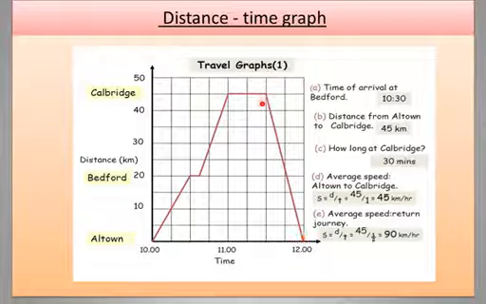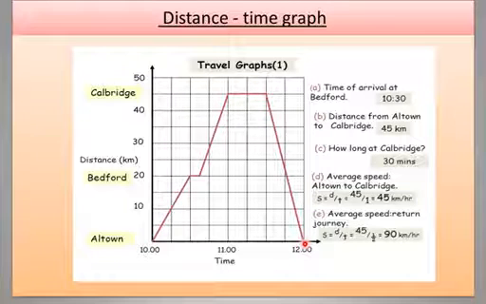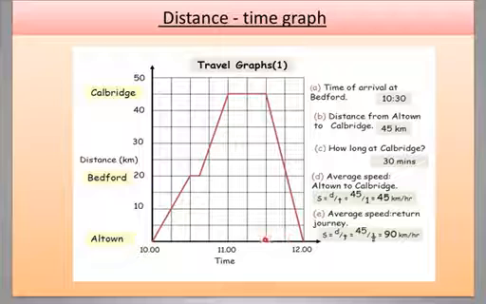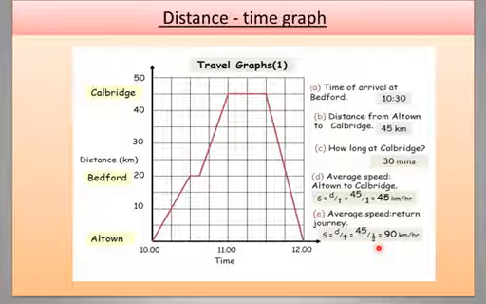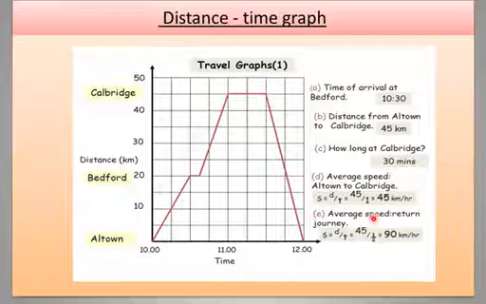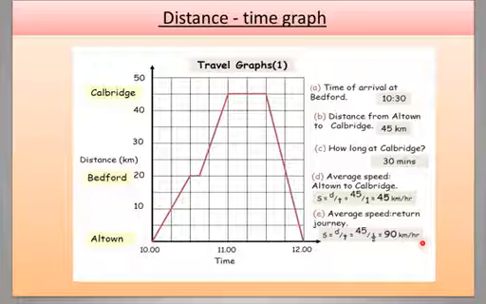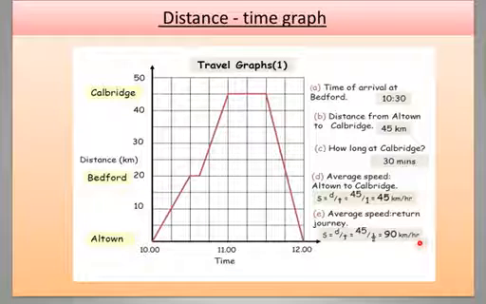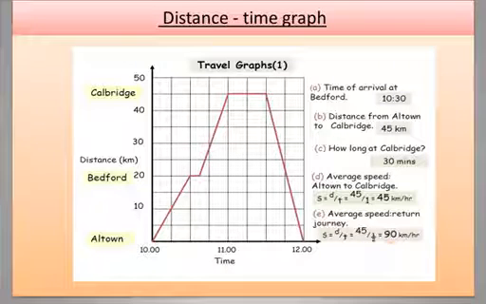So how will we find it? We will find the distance traveled. It is 45 kilometers, and in half an hour, from 11:30 to 12 o'clock. So 45 divided by half. When you divide by half, you have to multiply, the 2 will come up, and multiply 2 by 45, you will get 90 kilometers per hour. So the average speed for the return journey is 90 kilometers per hour.